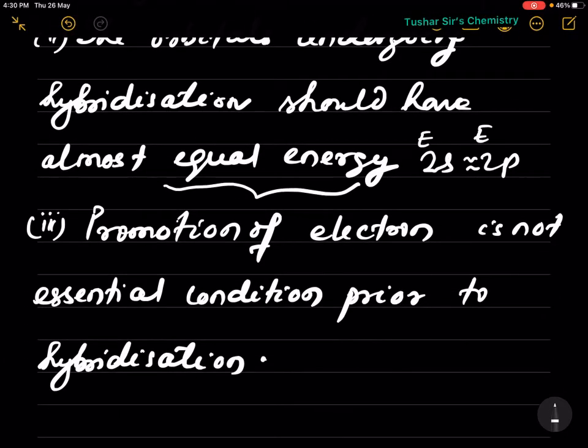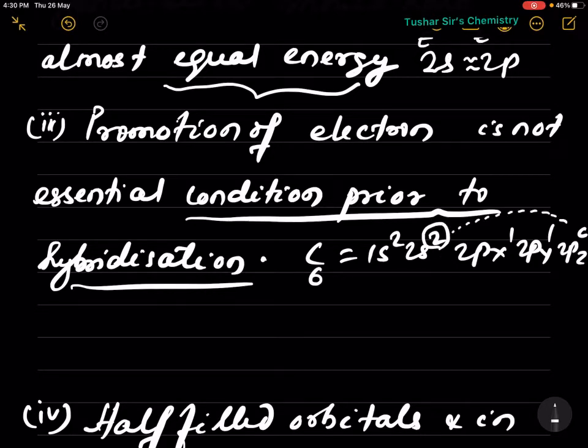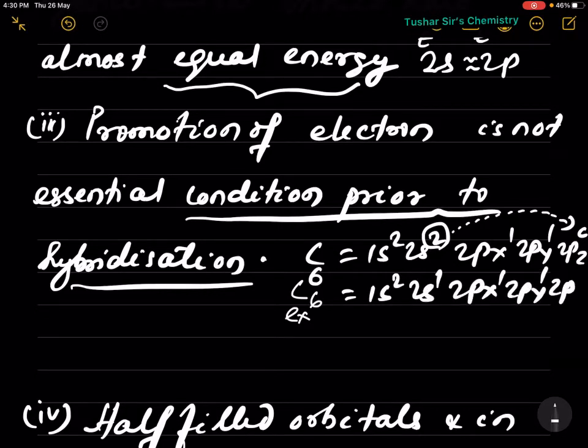Promotion of electron is not an essential condition prior to hybridization. In case of carbon, the ground state is 1s2, 2s2, 2px1, 2py1, 2pz0. During hybridization, one 2s electron will jump to 2pz, and the configuration in the excited state will become 1s2, 2s1, 2px1, 2py1, 2pz1.